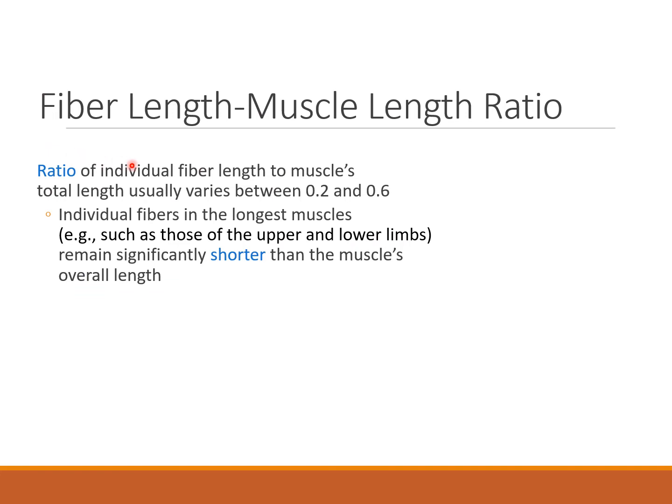So next we'll talk about fiber length and muscle length ratio. The ratio of individual fibers length to a muscle's total length usually varies between 0.2 and 0.6. So the individual fibers in the longest muscles remain significantly shorter than the muscle's overall length. So this basically is trying to say, I don't care if you know the ratio itself.